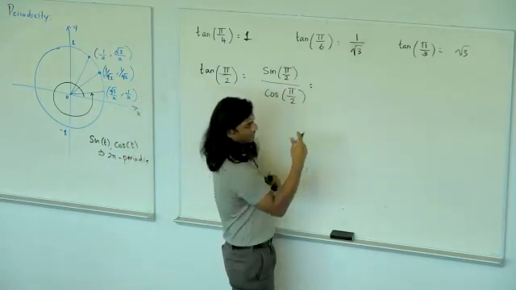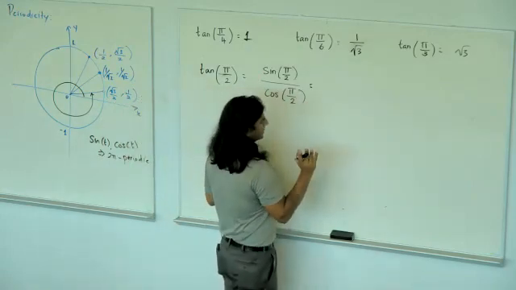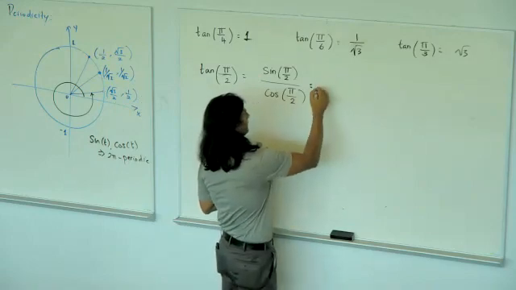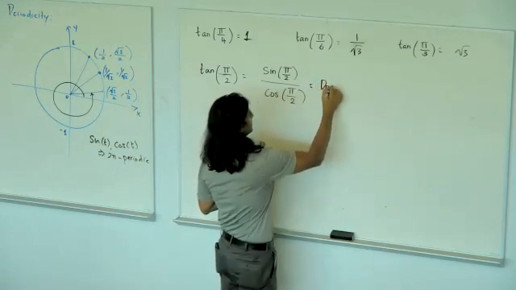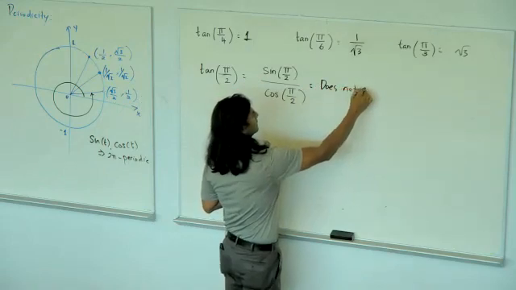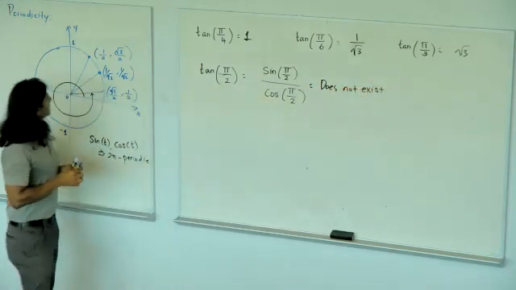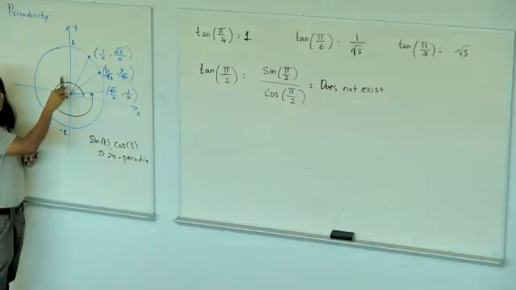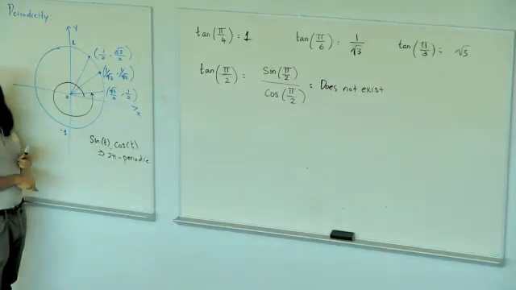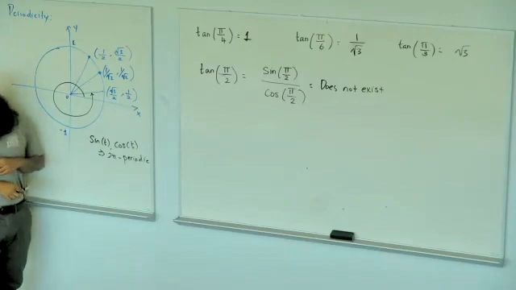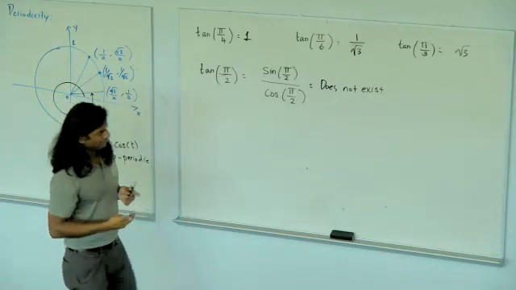So, calculator, we call it undefined. I'm going to call it what it is. The reason being, well, tangent is sine t over cosine t. That's a vertical asymptote. What's the slope of a vertical asymptote? It doesn't exist.